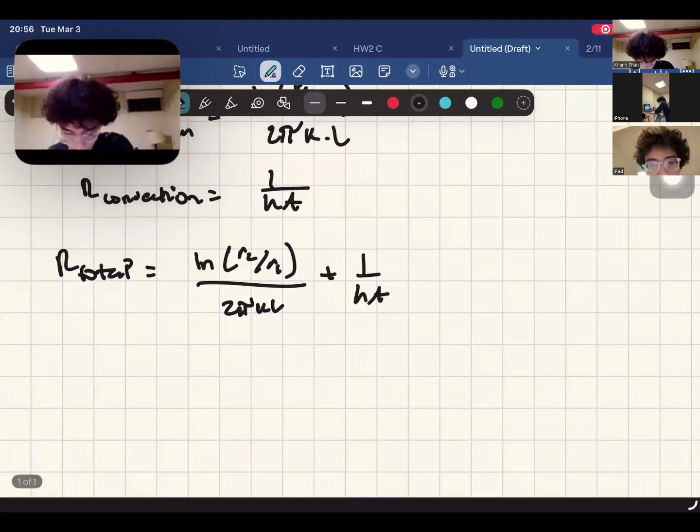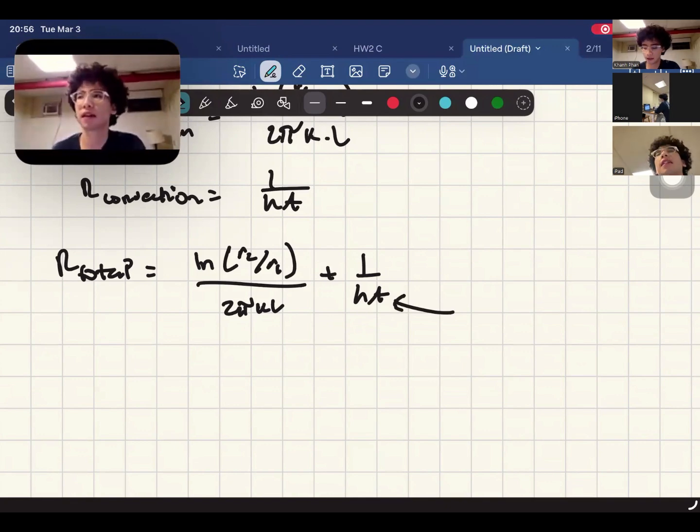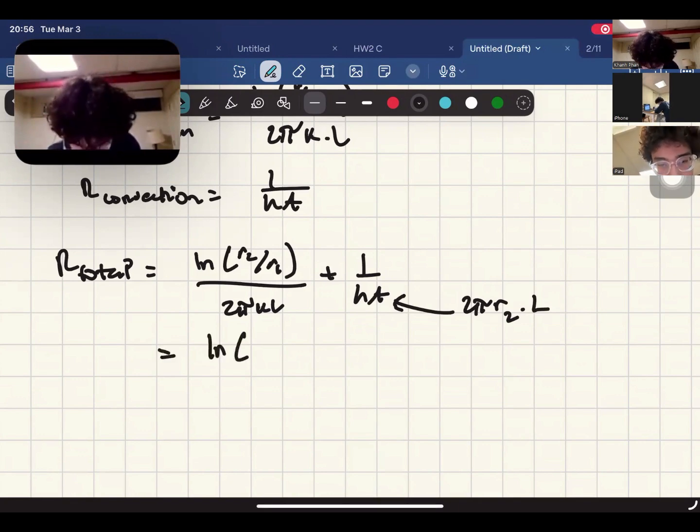And so we know that A, the flux area, the surface area, is throughout the entire outer surface of the cylinder. So it's gonna be 2 pi times the outer radius R2 times length. So we're gonna plug it in down here.